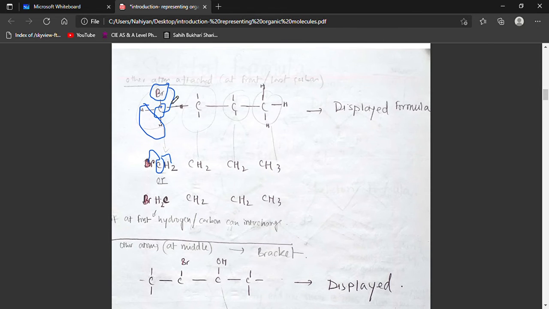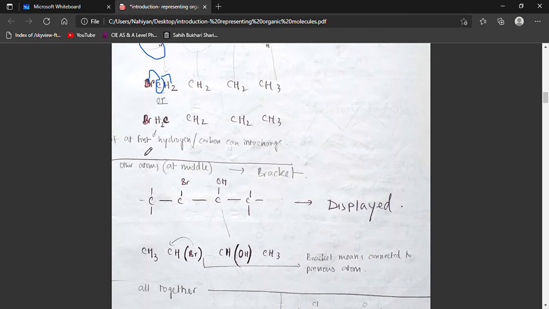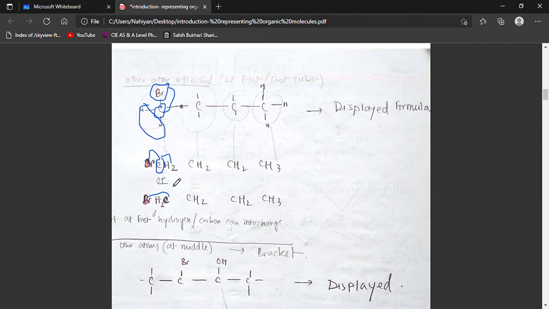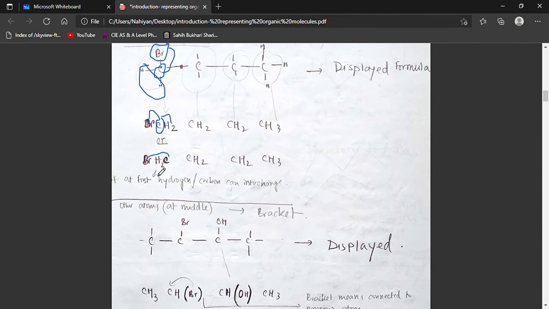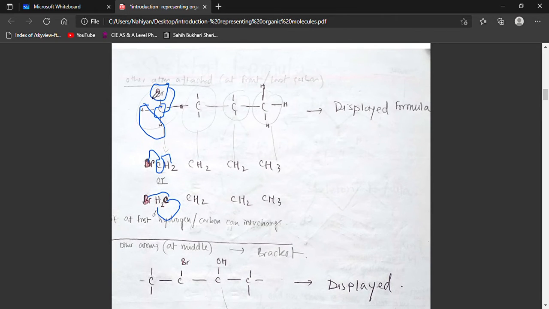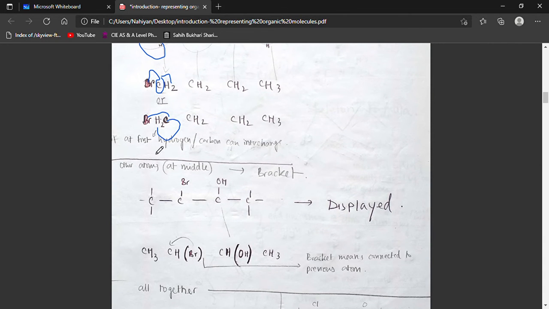However, if the bromine is at the start of the chain, you can also write it in two ways. You can show that the bromine is combined, or the bromine is attached to the carbon, and also the hydrogen is attached to the carbon. So if the bromine is at the beginning of the chain, the hydrogen and the carbon can interchange, so you can write it in both ways.